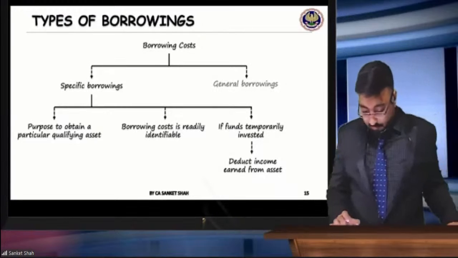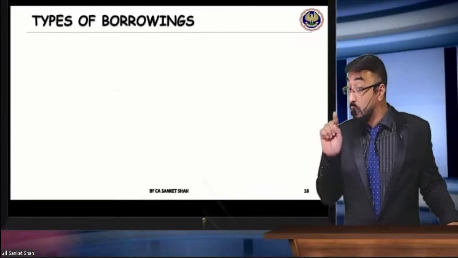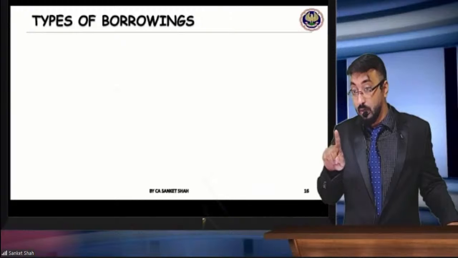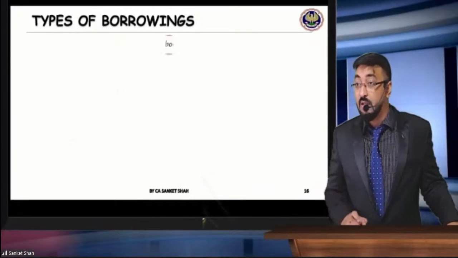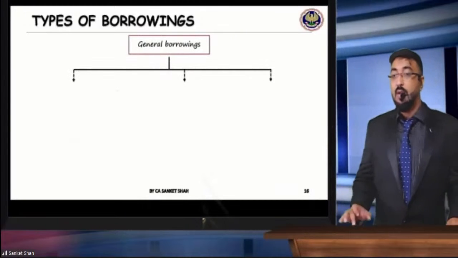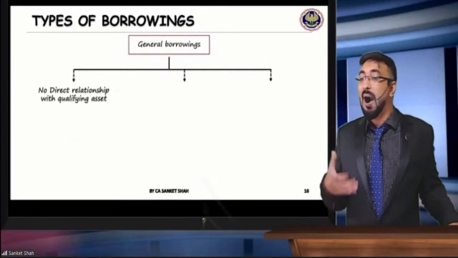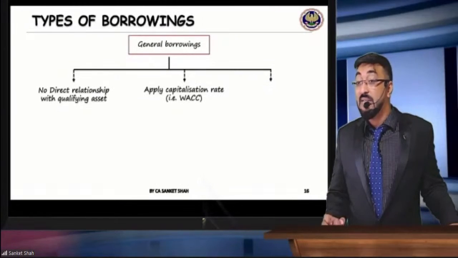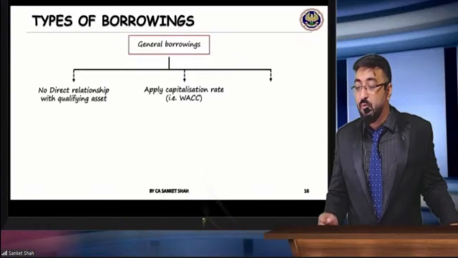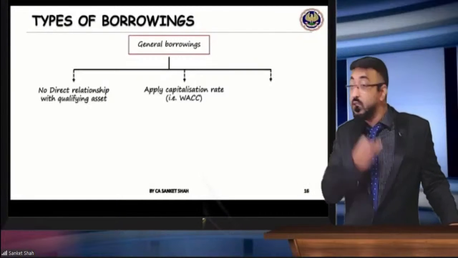Next, general borrowing, because now listen, this concept is very very important, because there is minimum 8 marks ka question on this concept, general borrowing and specific borrowing. So general borrowing has no direct relationship with qualifying asset. Apply capitalization rate. Now what is WAC? WAC is weighted average cost of capital.